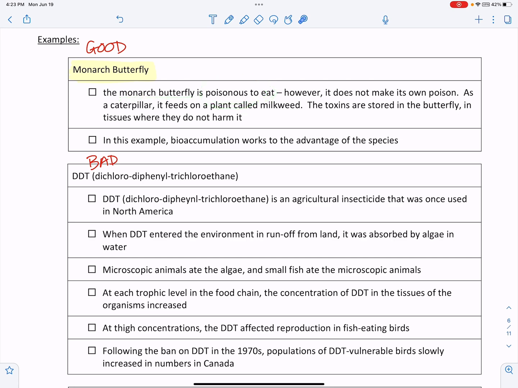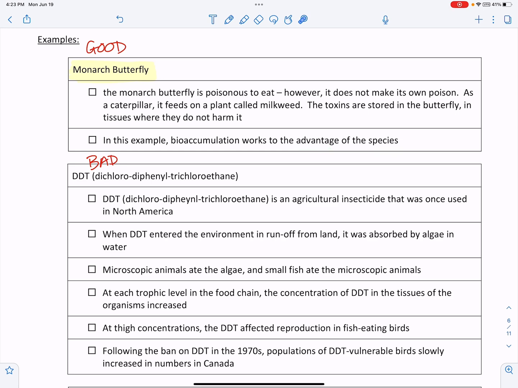And the reason why it's poisonous is because it ingests a plant called milkweed. These monarch butterflies don't make their own poison, they get it from the milkweed. And these toxins, these poisons, are stored inside the tissues of the organisms, and they don't harm the monarch butterfly itself. But it works to the advantage of the butterfly because it prevents other organisms from eating it.